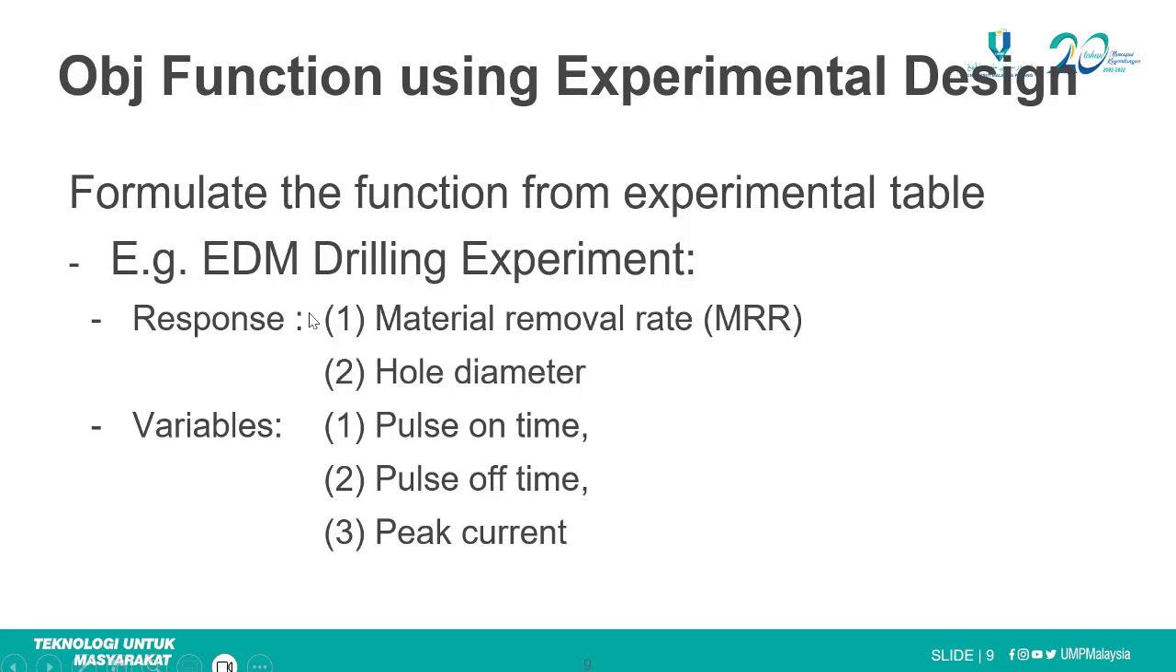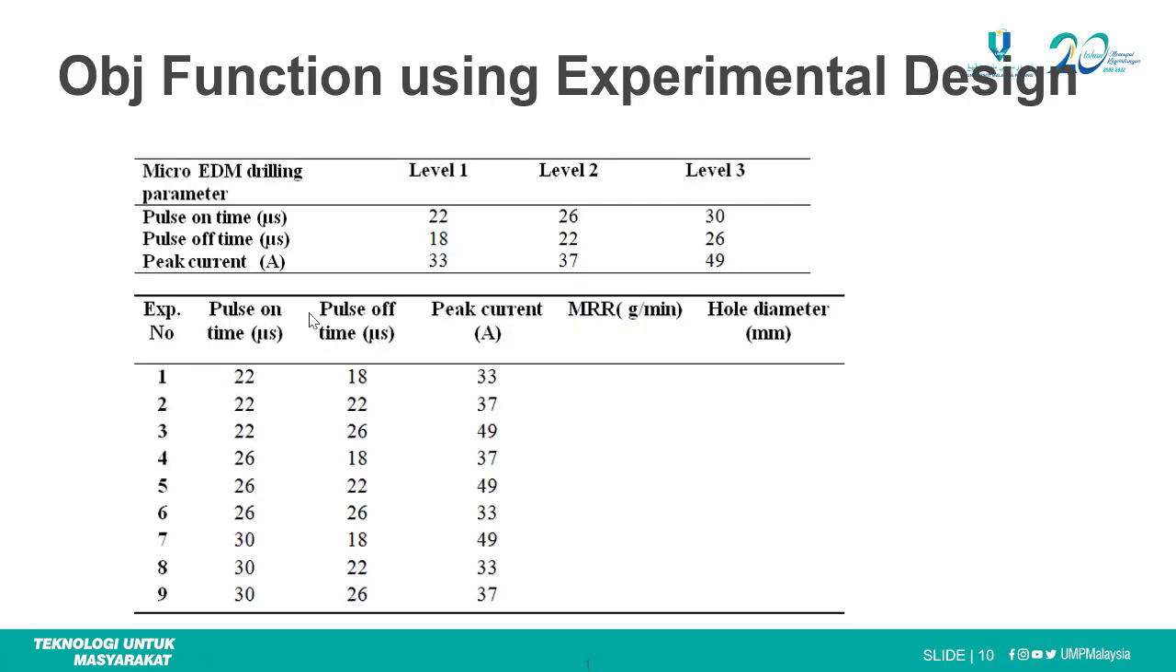So that is normally the experiment that we are conducting here in the research. Okay, then we will conduct the experiment as usual. So of course, for the studied parameter, we have a certain level that we want to investigate, and we have a design of experiment table. So based on this table, we will conduct the experiment and measure the MRR or material removal rate and hole diameter, and we need to complete this experiment.